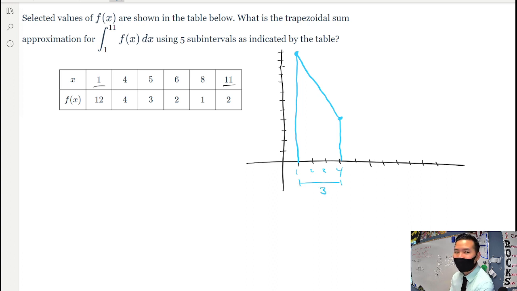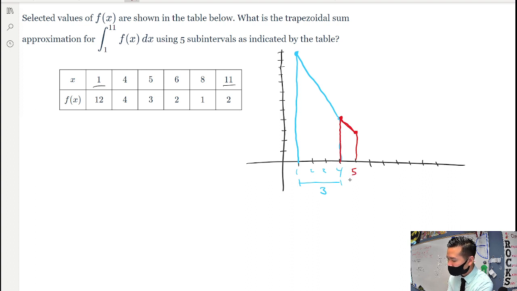3 has a width of 3. Yes? Now here's the trippy part. Where's the next interval? From 4 to 5. So that's going to be here at 4, goes up this high, and then up 5. 5 goes up to what? 3. Here's the next trapezoid.